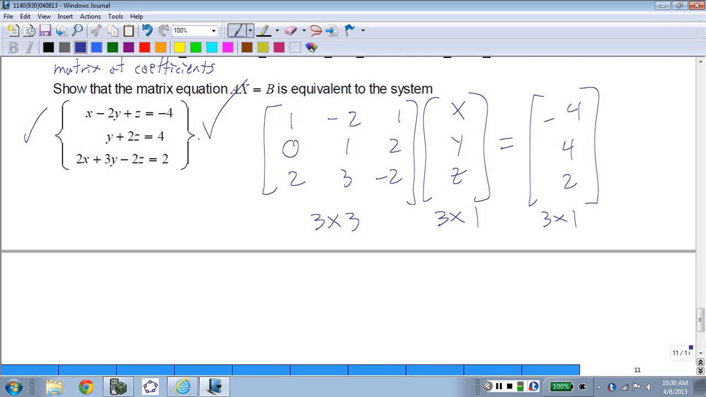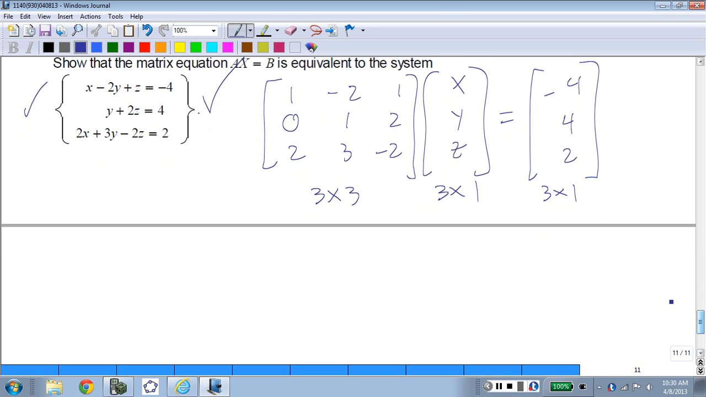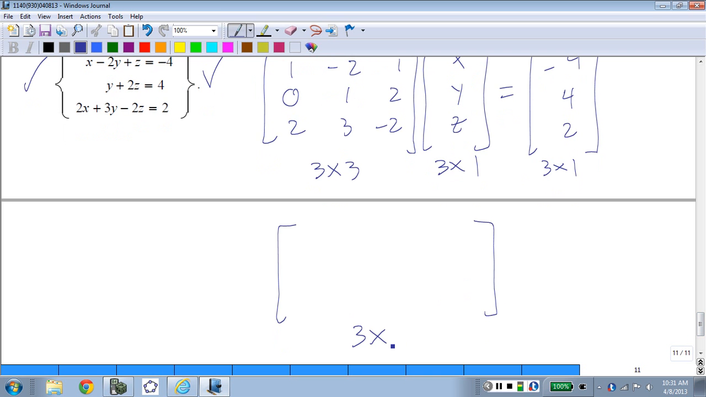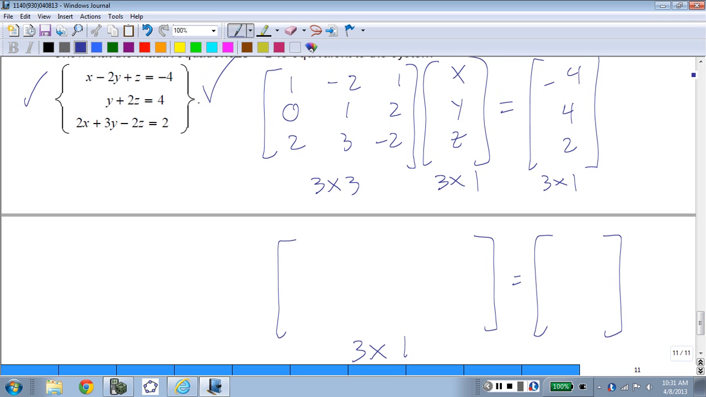let's go ahead and multiply the two matrices on the left. Since we can, let's do it. We're going to multiply rows of the matrix on the left by columns of the matrix on the right. And I'm going to get a great big 3 by 1 matrix on the left. So what I'll do is I'll say 1, negative 2, 1. I want to multiply by these 3 entries. What I'm multiplying is this. 1 times x, there.